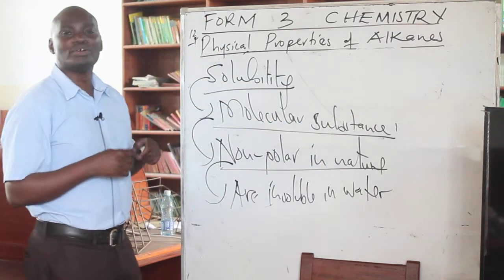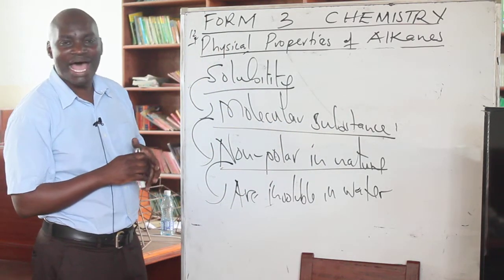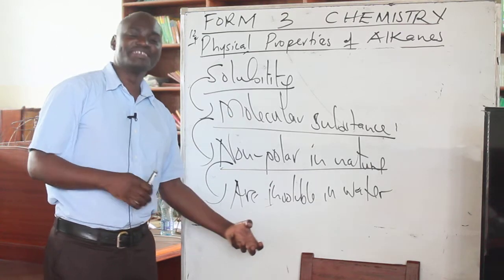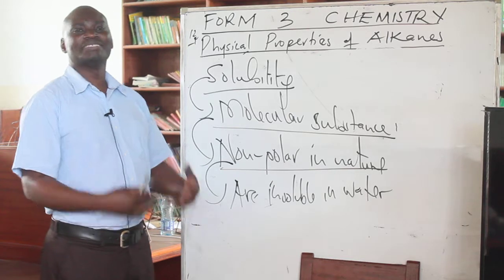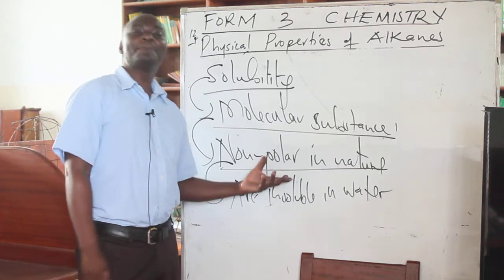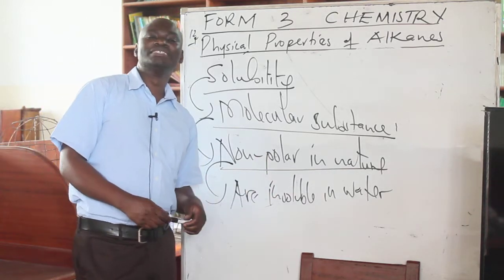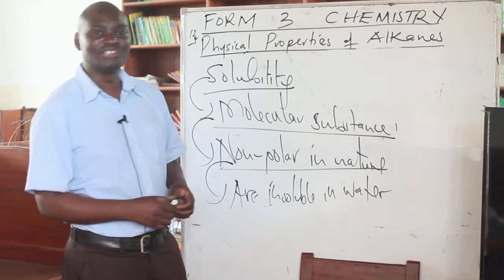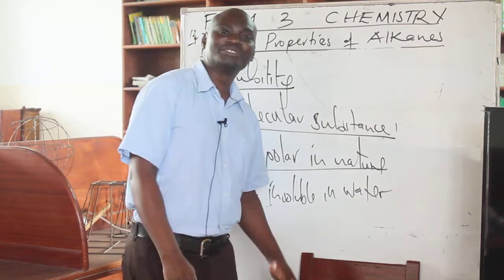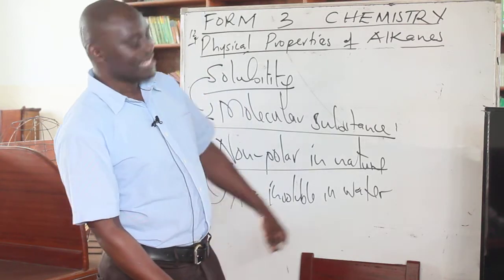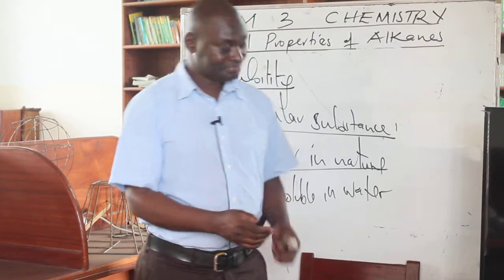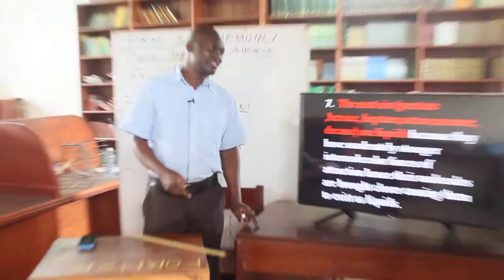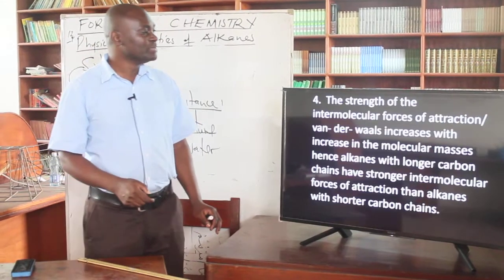Why? Because water is a polar solvent. A polar solvent will dissolve a polar substance. A nonpolar solvent will dissolve a nonpolar compound. So like dissolves like. That's the summary. So alkanes are insoluble in water because they are non-polar, if you are asked to talk about solubility.